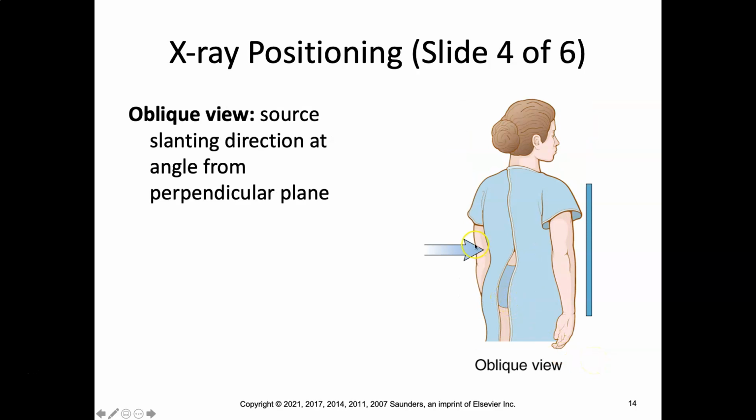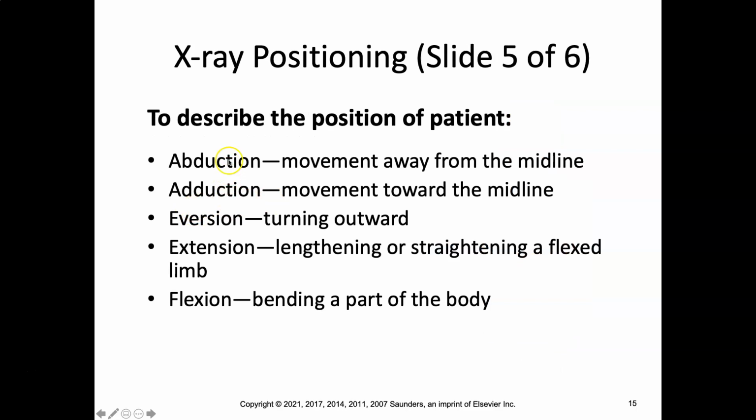Oblique view is that slanting direction, that angle. You're going to start with the back and sort of go to the front. It's sort of like a diagonal, I guess, would be a way to explain it. So remember how we talked about abduction, adduction? Ab meant away, ad meant toward. Extension means you're moving it away, stretching it out, and flexion is more bending it toward. So you're going to need to remember all those positions.